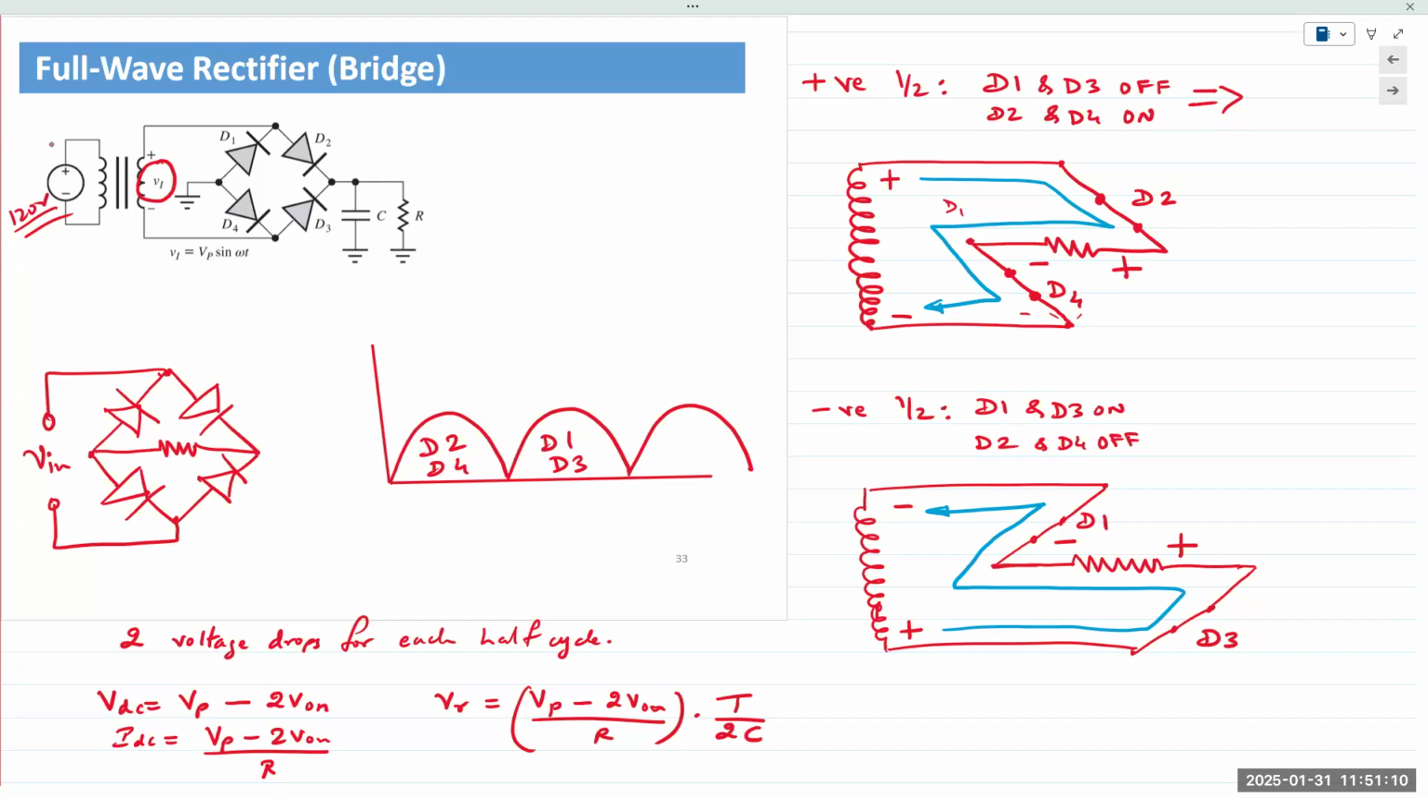That's the output of the transformer. That depends on our application. If our application required 20 volts, we'd make sure the transformer was 20 volts. And that's the VP. Does that make sense?